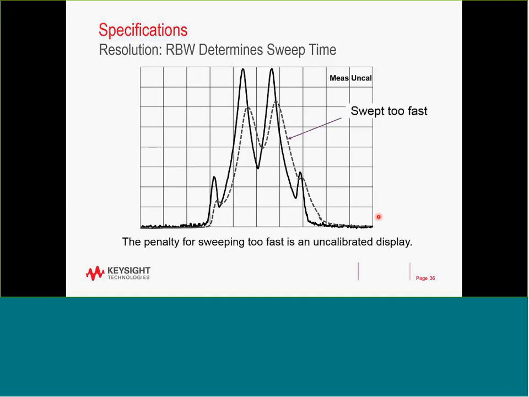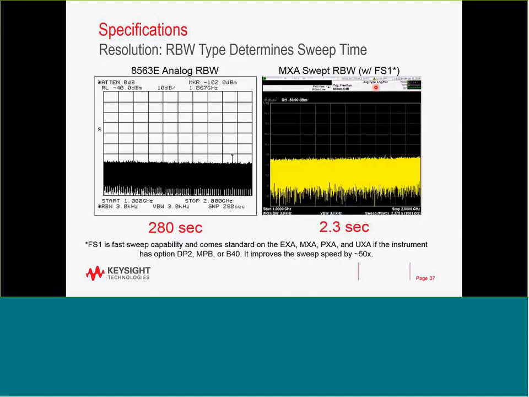Here is an example where I picked a narrow resolution bandwidth filter, but I'm sweeping too fast, and there's a relationship, as I mentioned earlier, between the resolution and the sweep time. Usually the spectrum analyzer couples them, and it will take care of that. But if I force it to sweep quickly, I get an error both in amplitude and an error in frequency. And I will usually get an indication that I'm doing an uncalibrated measurement.